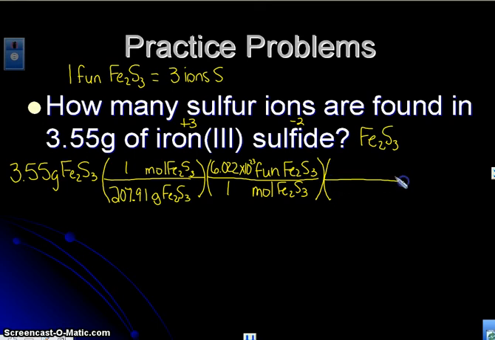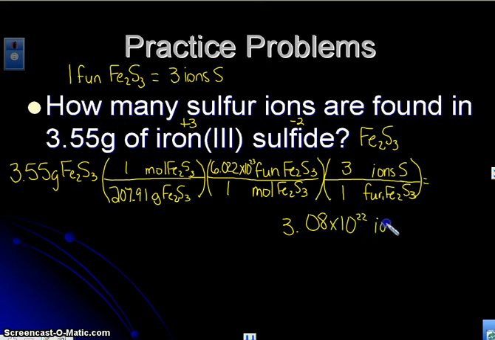And now we're going to be able to use our conversion factor here. We have 1 formula unit of iron 3 sulfide, and that gives us 3 ions of sulfur. So we want formula units here on the bottom so that it will cancel out. And then we want our ions of sulfur on the top, and that will give us the unit that we want in our answer. In 1 formula unit of Fe2S3, there are 3 ions of sulfur. When you punch that into your calculator, you should end up with 3.08 times 10 to the 22nd ions of sulfur.